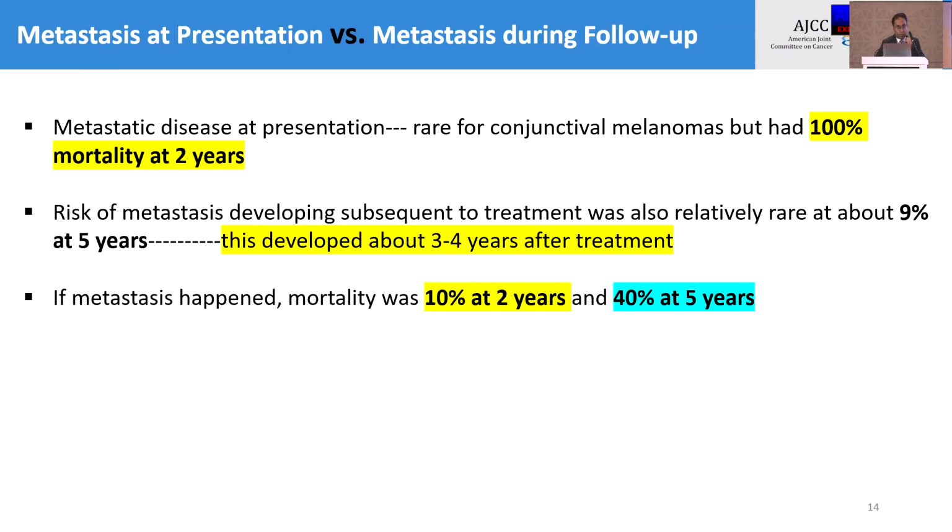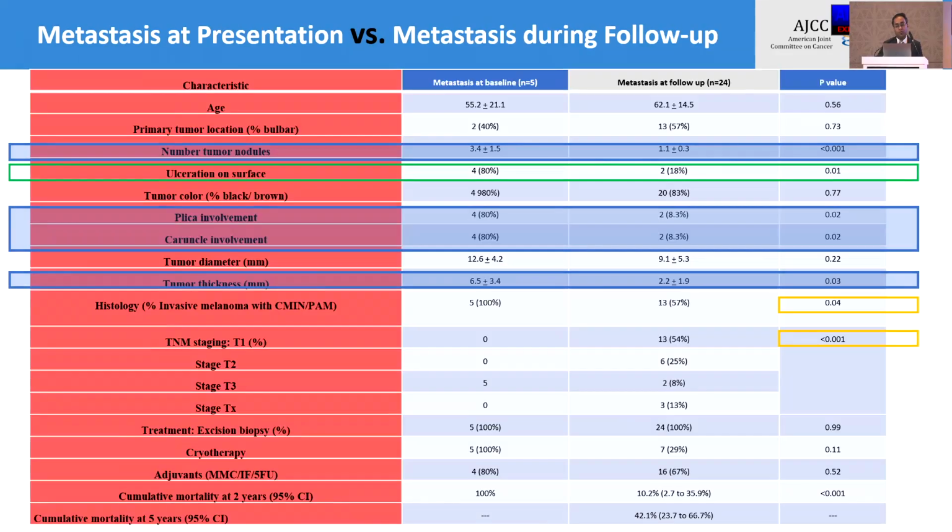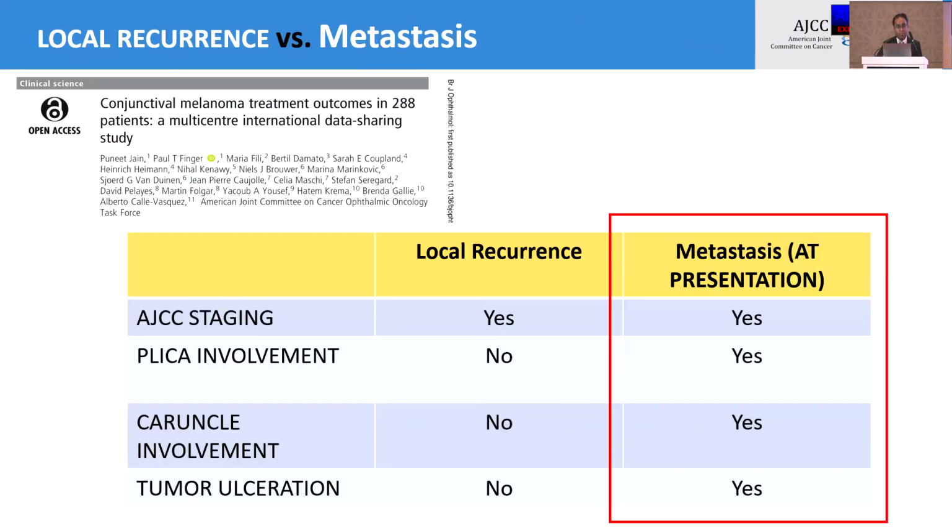So all the patients with metastasis at presentation had 100% mortality at 2 years, and those who developed metastasis in follow-up had 10% mortality at 2 years and 40% mortality at 5 years. This is a busy table showing the comparison between the two groups. Of note is that multicentric tumors, plical and caruncular involvement, and tumor thickness are very important factors for a patient possibly having metastasis at presentation if the patient were to present to you.